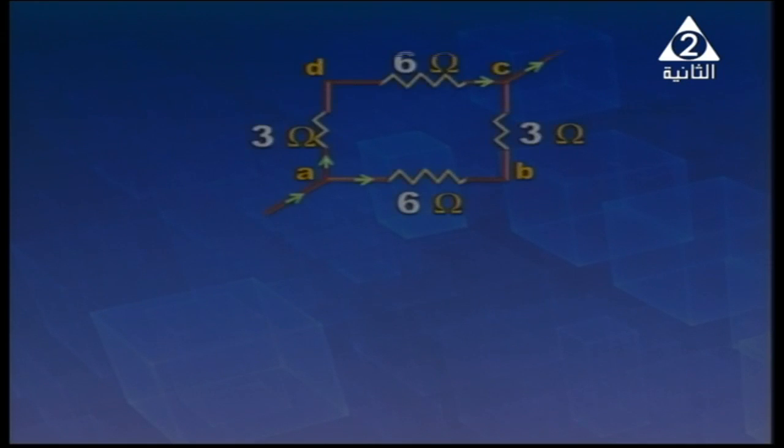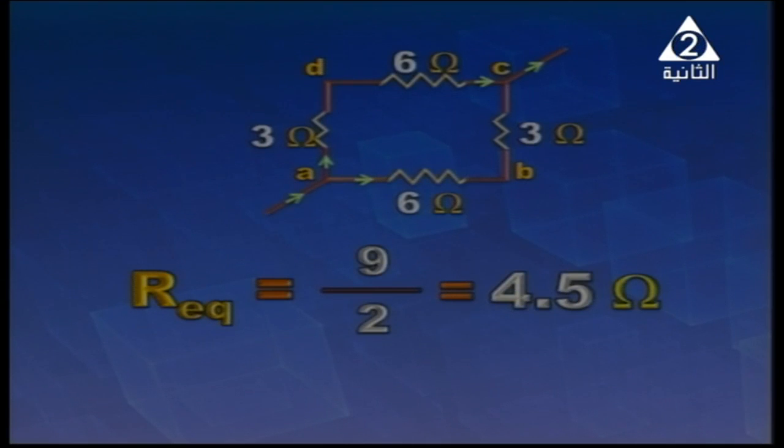What if it is connected across AC? This way, we've got two equal resistors, each of 9 ohm, connected in parallel. So R equivalent equals 9 over 2, it is 4.5 ohm.